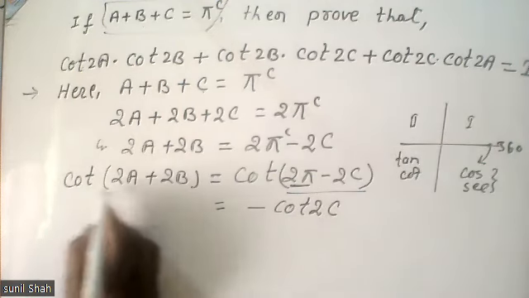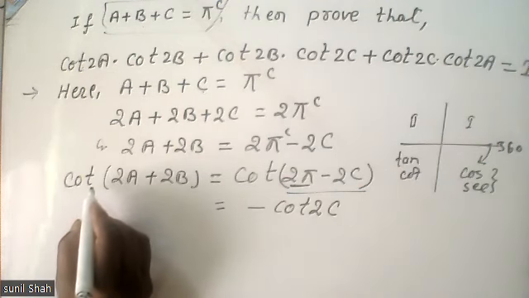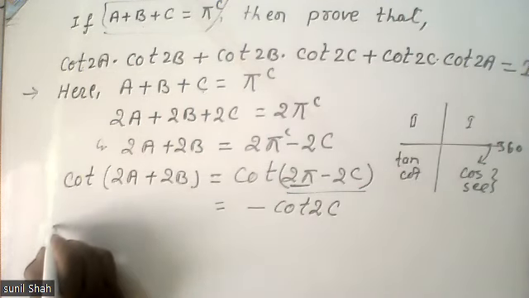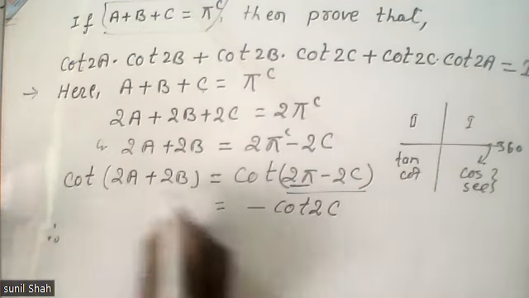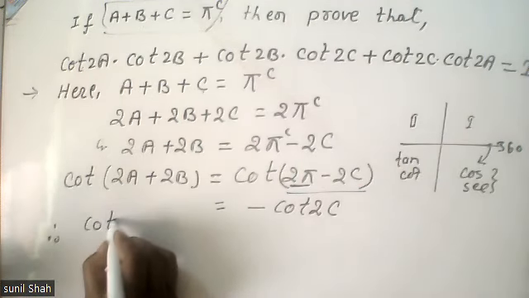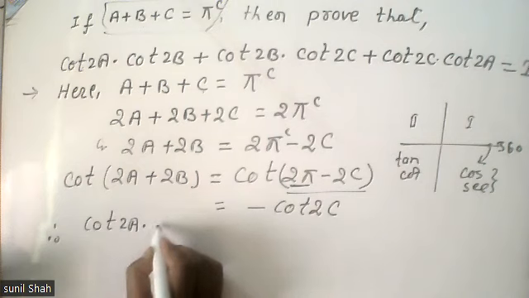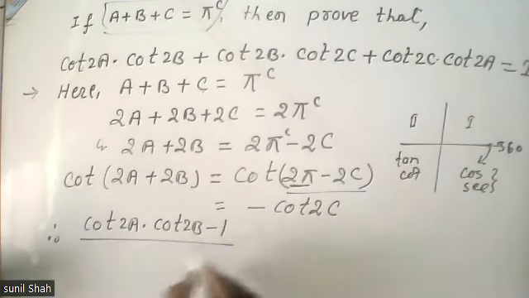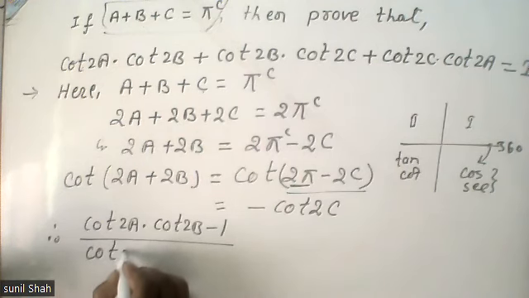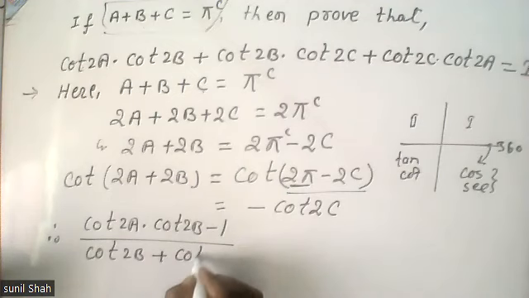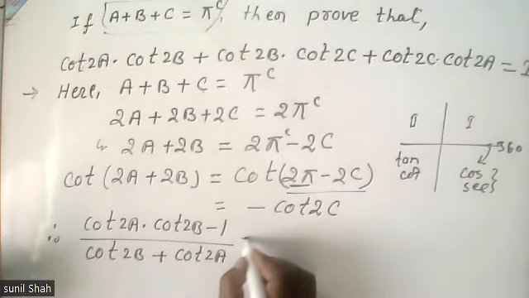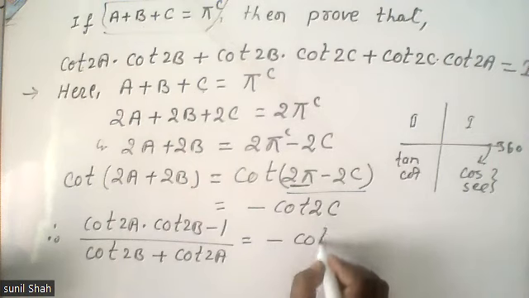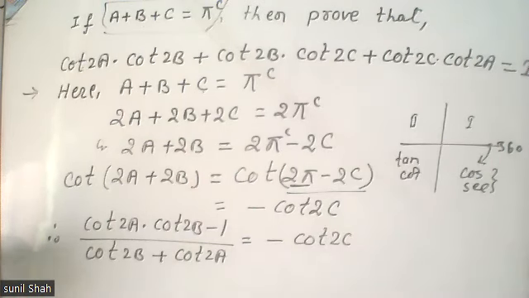Now put the formula for cot of 2A plus 2B, using the formula of cot of A plus B. Therefore, cot A plus B is cot A into cot B minus 1 over cot B plus cot A, and this is equal to minus cot 2C. This is as it is.